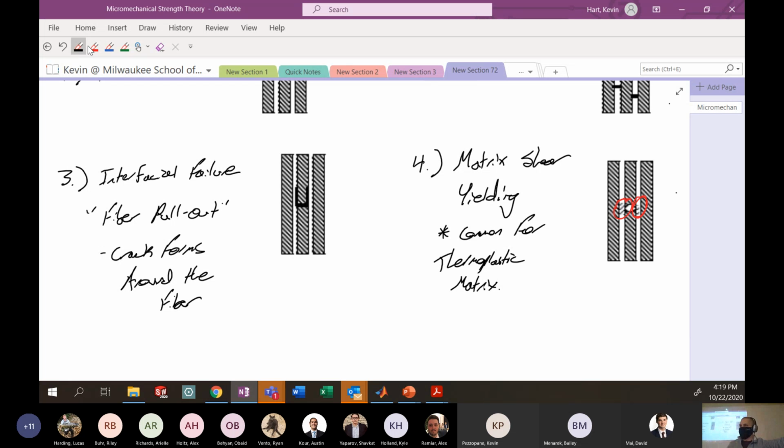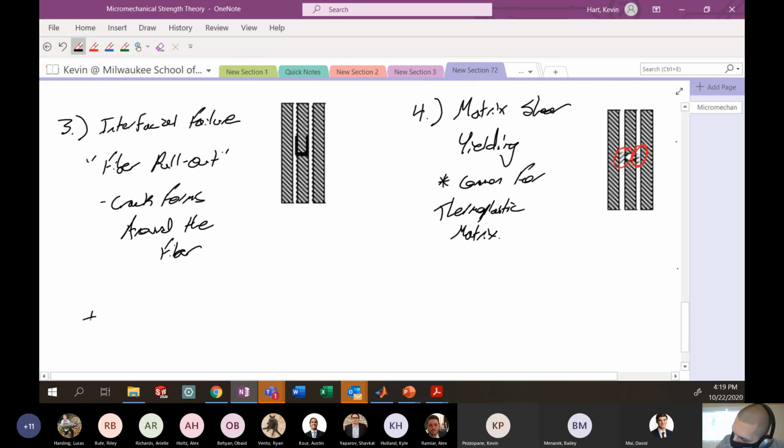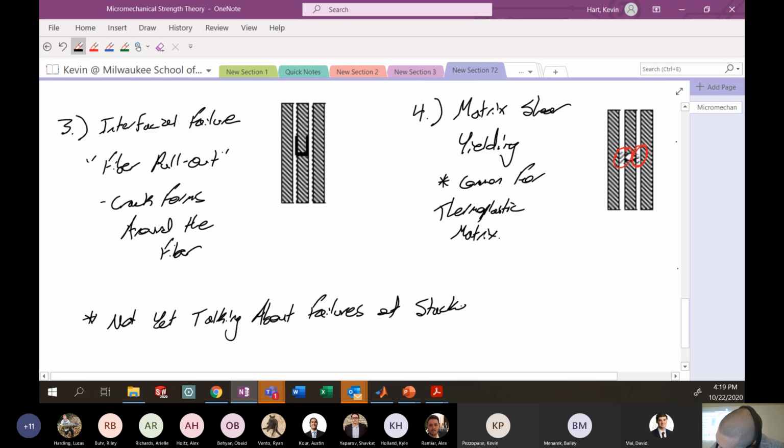Here, I've only really discussed unidirectional composite failures. We are not yet talking about failures of stacked unidirectional layers.